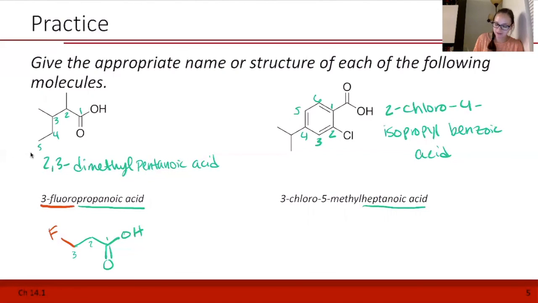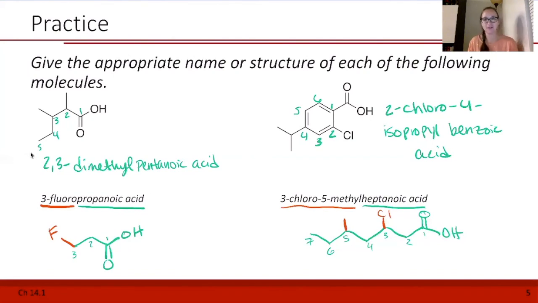Let's go on to the next one. Heptanoic acid. That means we have 7 carbons. 1, 2, 3, 4, 5, 6, 7. Carboxylic acid there. You're also welcome to go the other direction. I don't really know why I always go this way, but 1, 2, 3, 4, 5, 6, 7. At the 3 position, we have a chloro. And at the 5 position, we have a methyl.